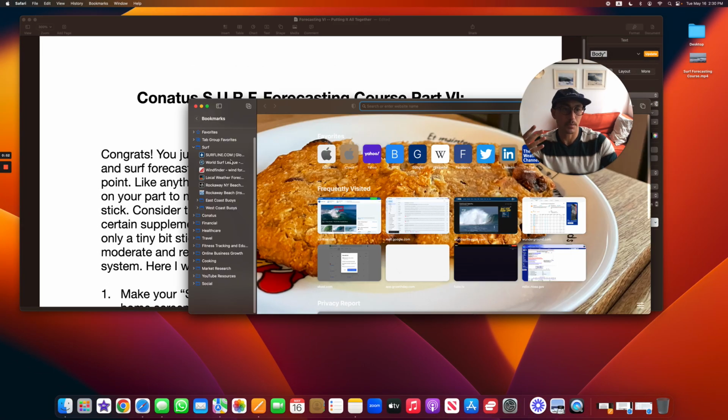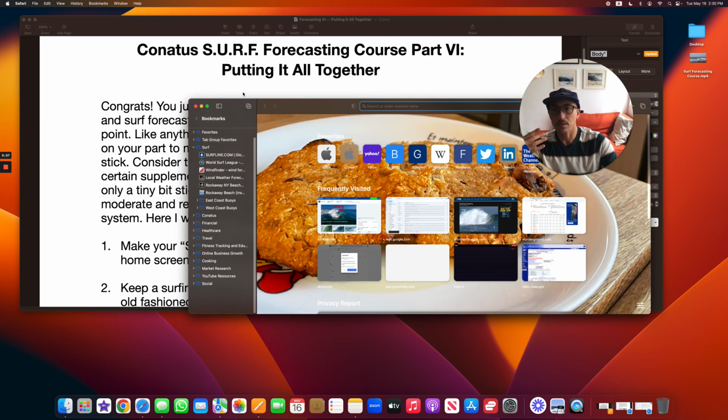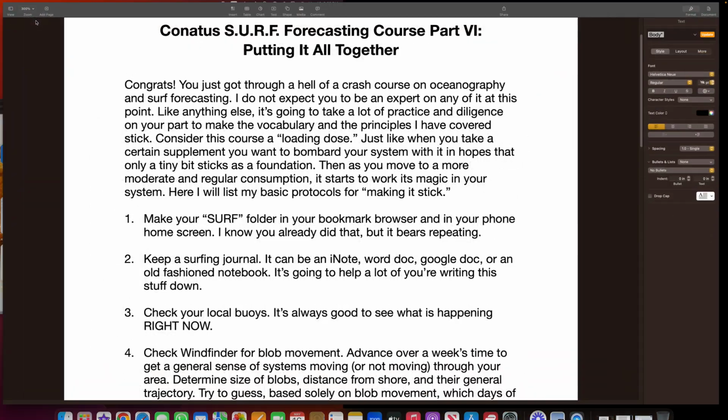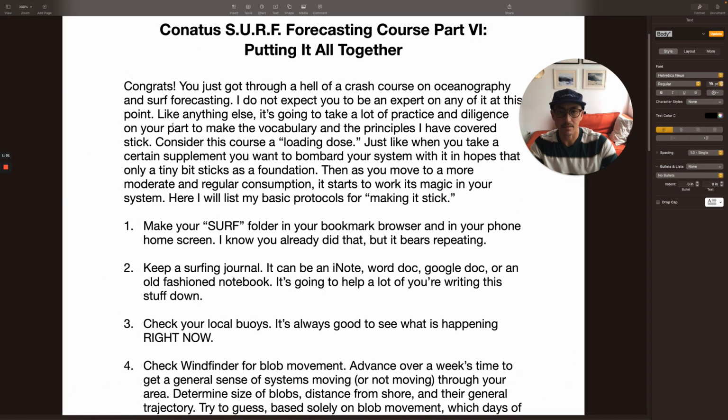You have your bookmark folder, surf. All right, this is what you do. You want to make that folder. Number one, make sure you have that on your phone and on your desktop or laptop.